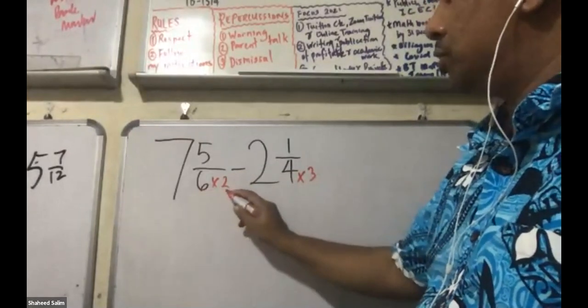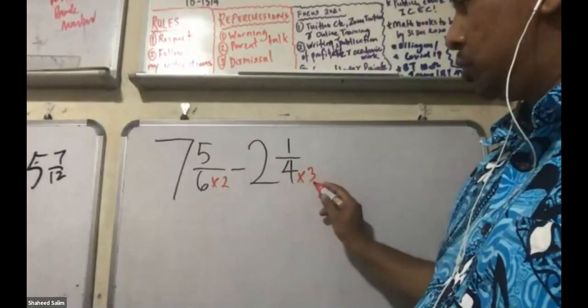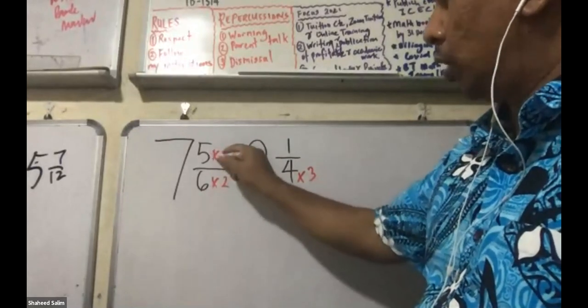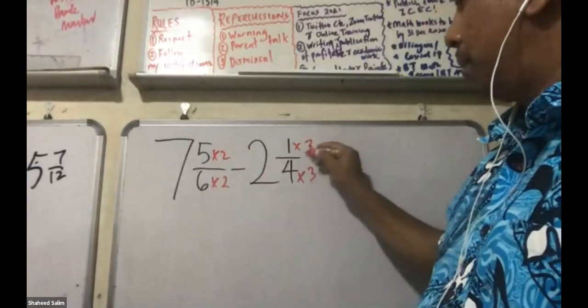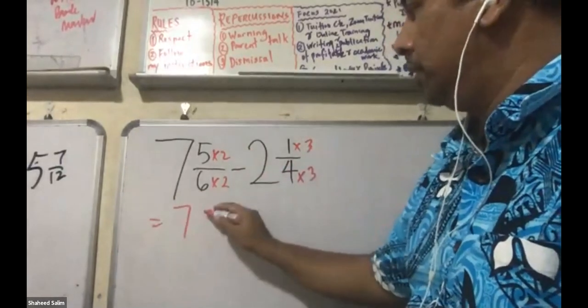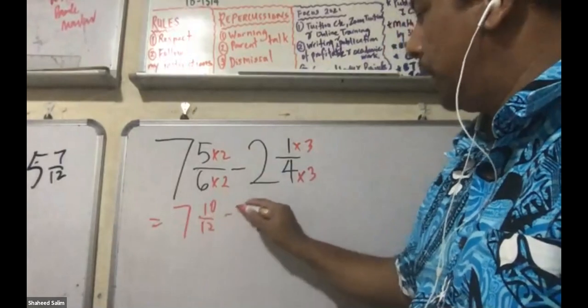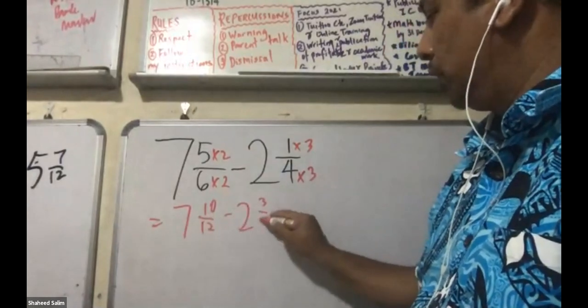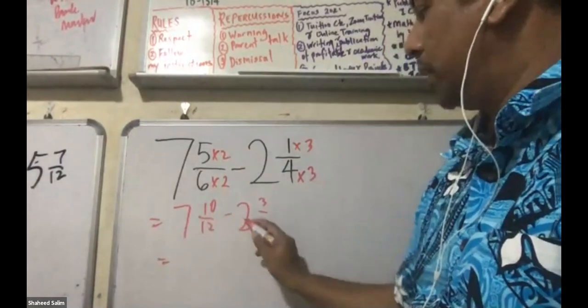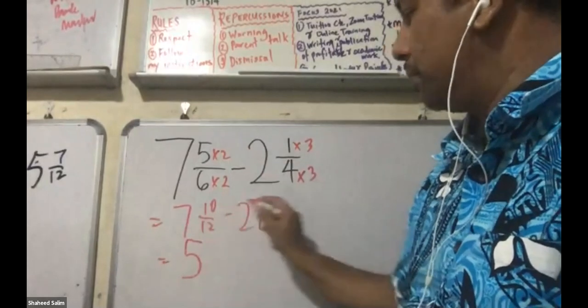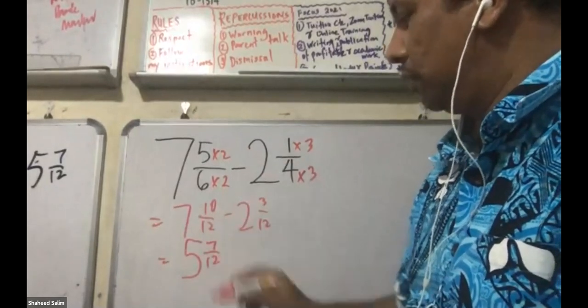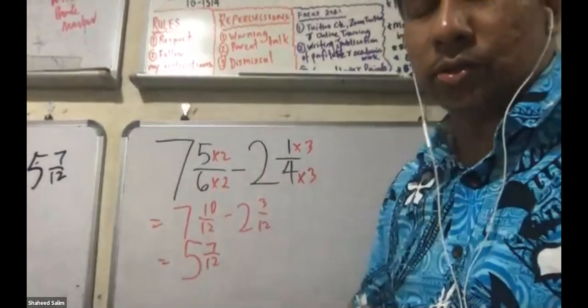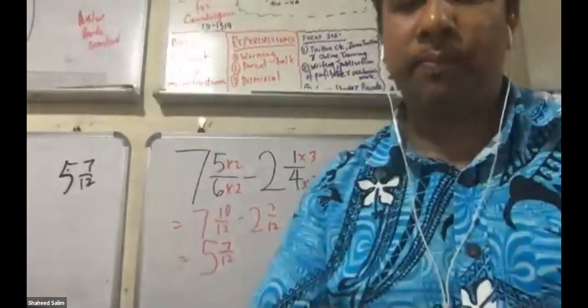Why? 6 times 2 is 12. 4 times 3 is 12. So bottom times 2, top times 2. Bottom times 3, top times 3 equals to 7, 10 over 12 minus 2, 3 over 12 equals to 7 minus 2, 5. 10 minus 3, 7 over 12. Congratulations to Iman and Raidi.